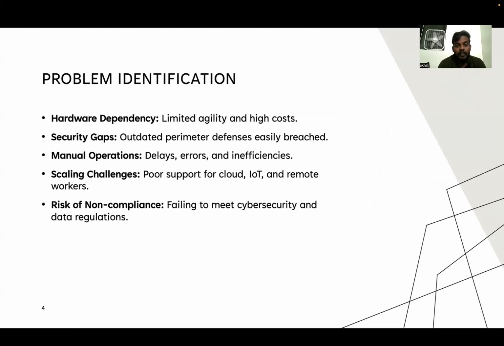Coming to the problem identification, we identified four major problems with existing enterprise networks. The first, reliance on hardware, limiting flexibility. Secondly, they use outdated perimeter-based security, which is ineffective against modern threats. Third, they depend on heavily manual processes for monitoring and configuration, increasing downtime and human error. And finally, they lack scalability, making it hard to support mobile workers, cloud platforms, and business expansion. These challenges hinder innovation and put organizations at operational and financial risk. And the remaining will be explained by my friends.